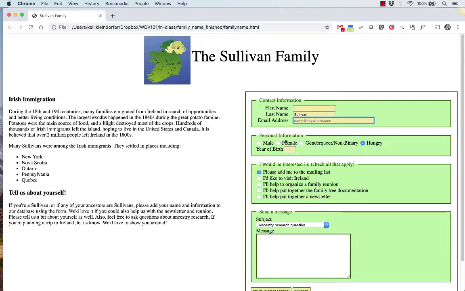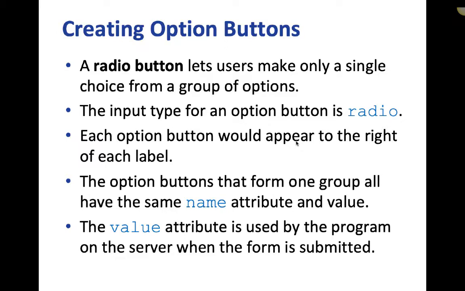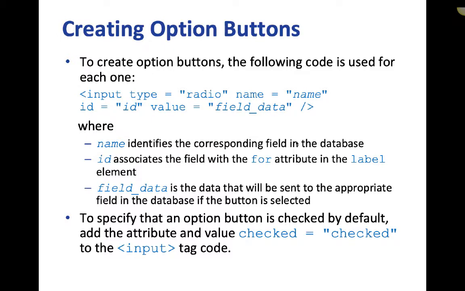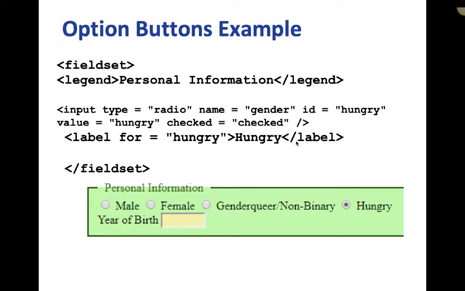Let's look at these option buttons. They're often called radio buttons. Radio buttons have a group so that only one of them can be selected. If you need more than one thing to be selected, then you want to use checkboxes instead of radio buttons. Radio buttons let the users make a single choice from the group of options. The input type for all of the buttons are radio. Option buttons that form one group all have the same name attribute and value. And the value attribute is what is used whenever the form is submitted on the server. If you need to specify that a particular field is checked by default, you can use the checked attribute and value.